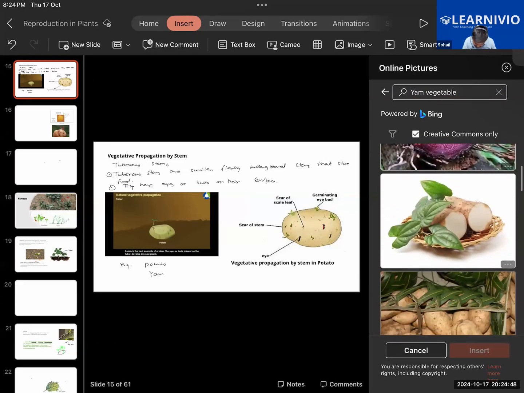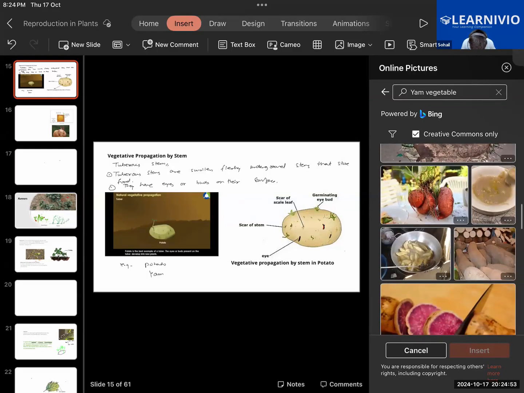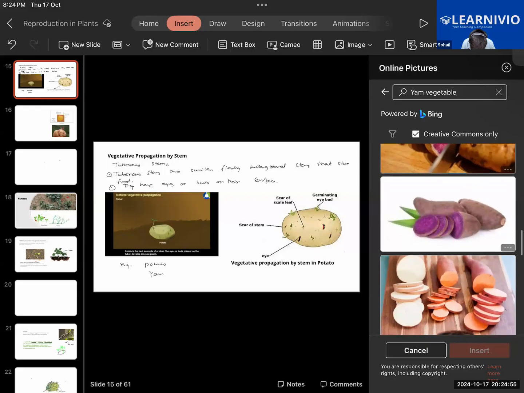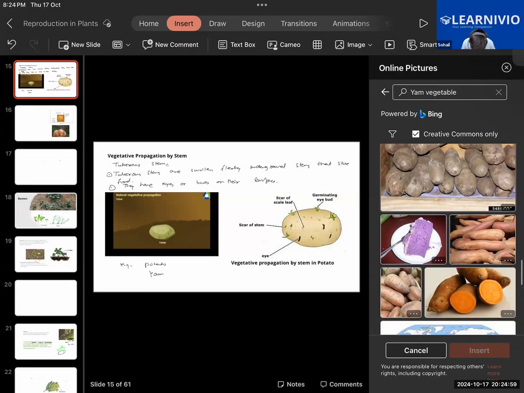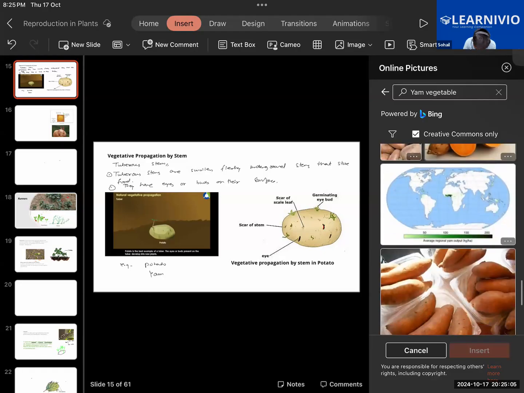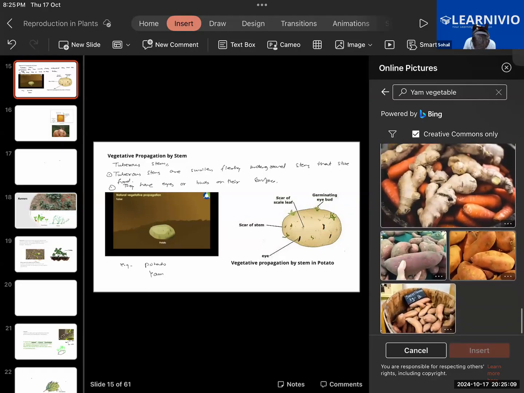Not this one, this one I was talking about. We get a clearer picture. Sir, it's like beetroot. Sir, basically sweet potato. No, not sweet potato. It's different from sweet potato actually. I couldn't get the right image here, but it's actually different from the sweet potato.